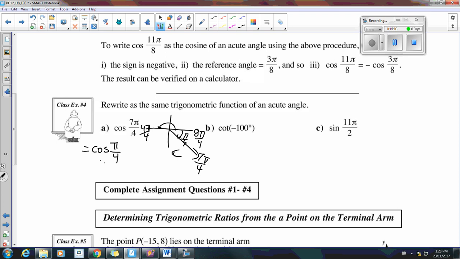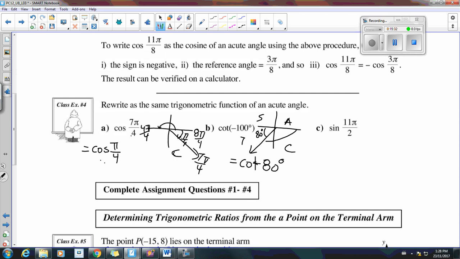Cotan of negative 100. So where is negative 100? Well, here would be negative 90. So here is negative 100, giving a reference angle here of 80 degrees. While in this quadrant, tangent is positive, which means cotan is positive. So cotan of negative 100 is simply equal to the cotan of 80 degrees.